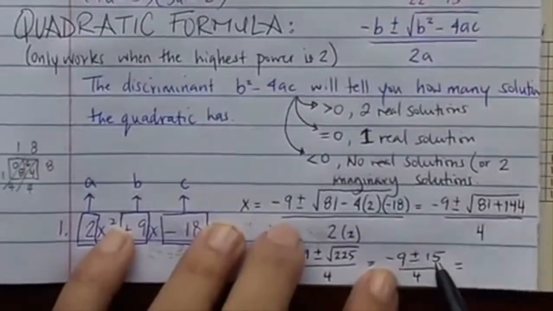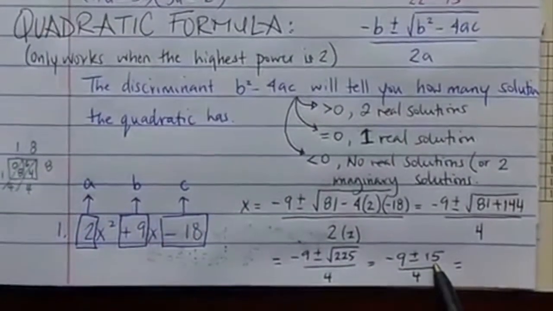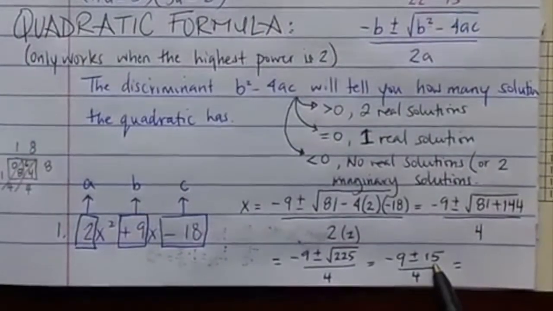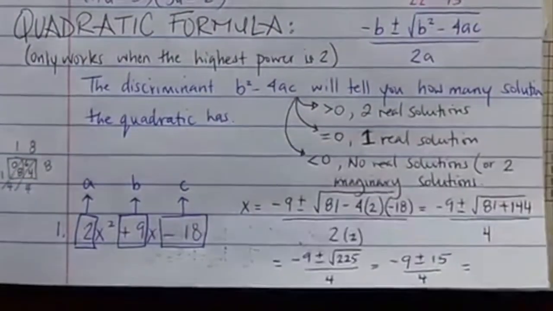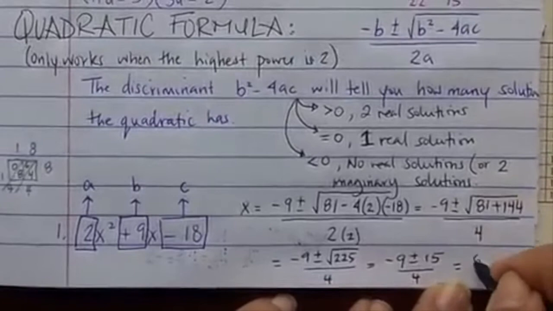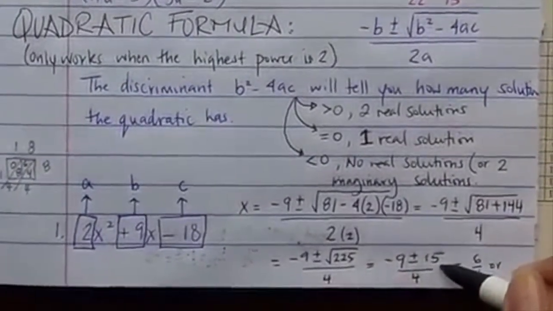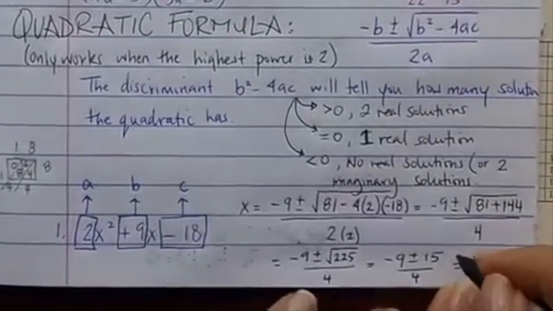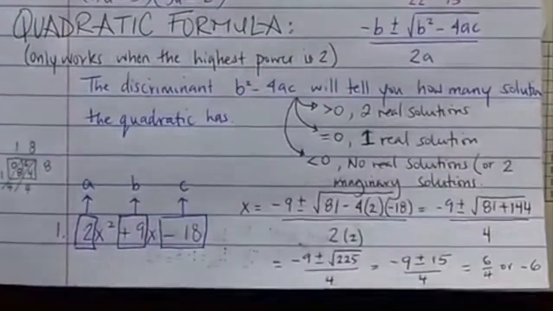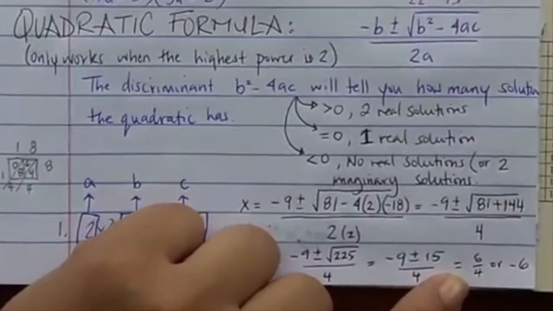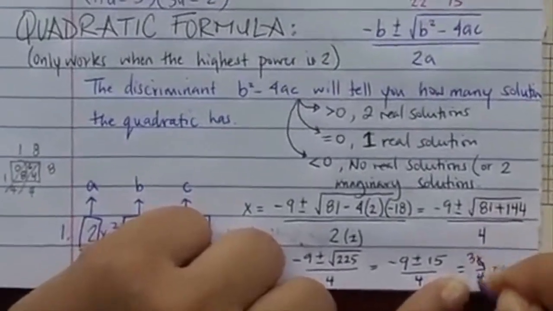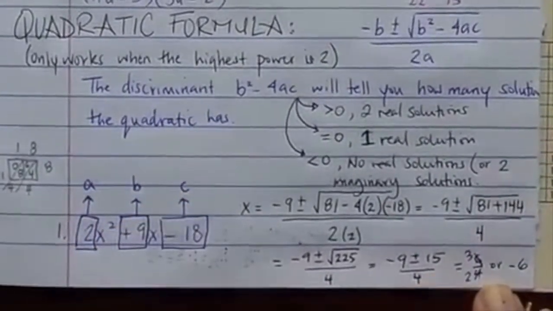So negative 9 plus 15, that's 6 divided by 4. This is a listening check. Color in the equal sign before the negative 9. And then if you go the other route, negative 9 minus 15, that's more negatives, so negative 24 over 4 is negative 6. So let's go ahead and simplify the 6 over 4. That's going to be 3 over 2. Alright, so those will be your 2 answers.